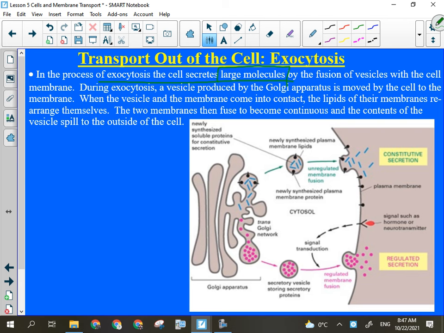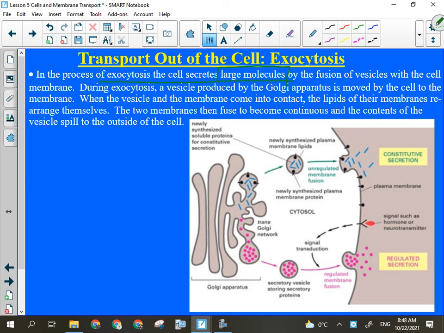Okay, so that Golgi apparatus is constantly producing vesicles that are merging with the outside, and it's constantly secreting the product it's designed to make. Does that sort of make sense? So that's exocytosis. Endocytosis is the opposite.